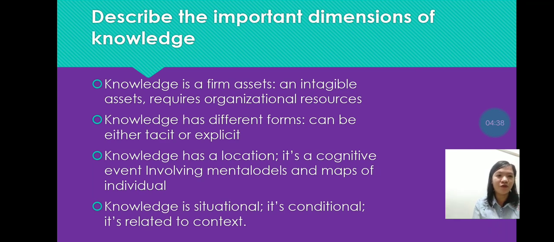Knowledge has different forms and can be either tacit or explicit. So, yun nga yung pinaliwanag kanina, dalawa yung klase ng knowledge, which is tacit and explicit. Knowledge has a location, it's a cognitive event involving mental models and maps of individuals. Knowledge is situational, or it's conditional, it is related to context.